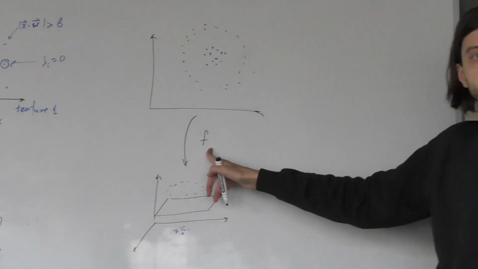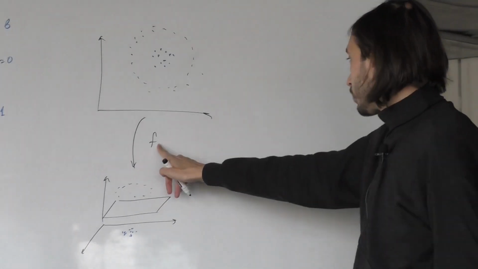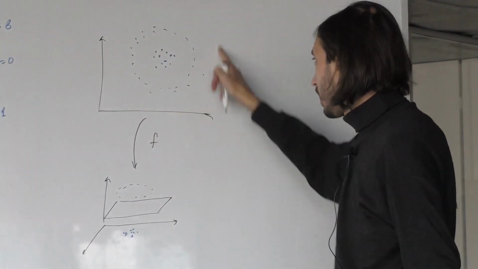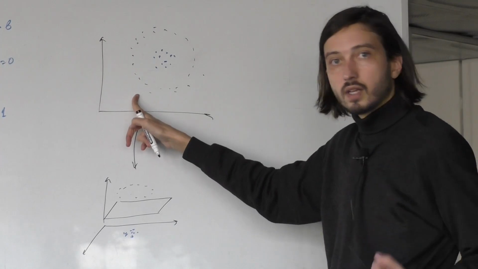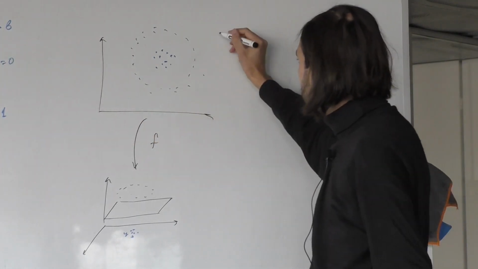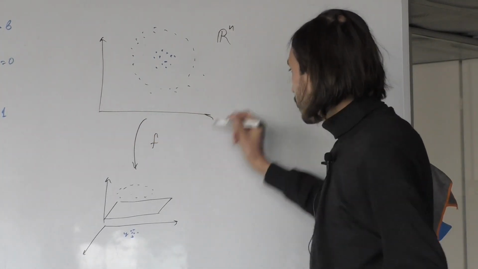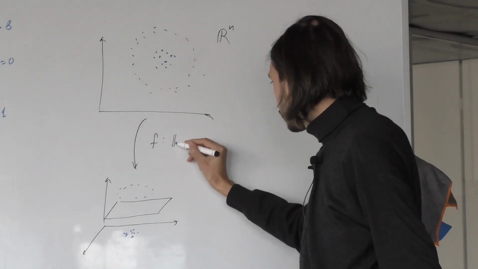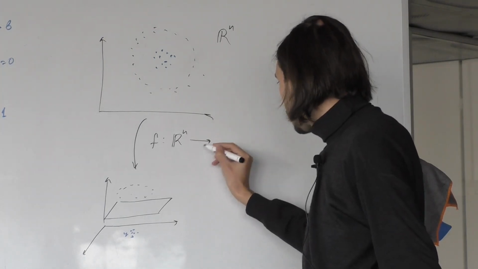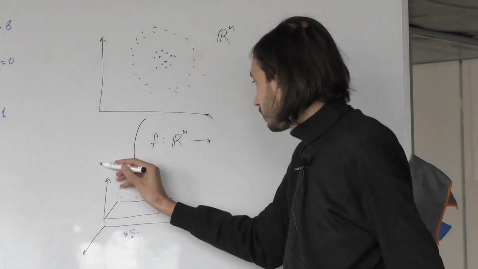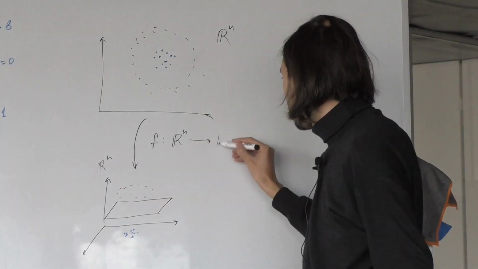Now, what is this function doing? It works from the space where my original data set lives, some R^n, for example, and it maps me somewhere to some R^m, for example.